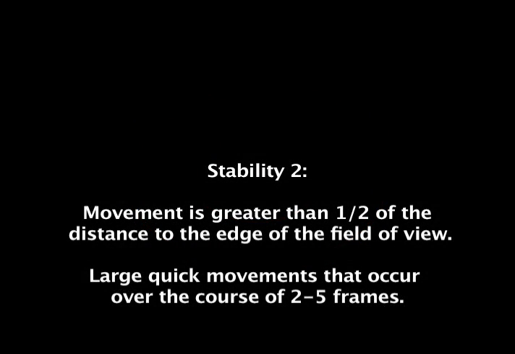For a video to get a score of 2 for stability means that the center object has moved more than half the distance to the edge of the field of view. Also, if the movie moves quickly over the course of 2 or 5 frames, we'll give the video a score of 2 for stability. Here are some examples of unacceptable stability.